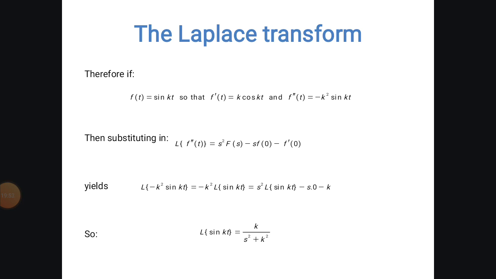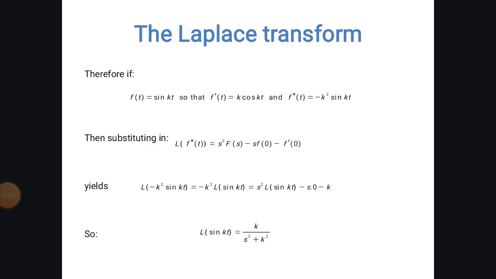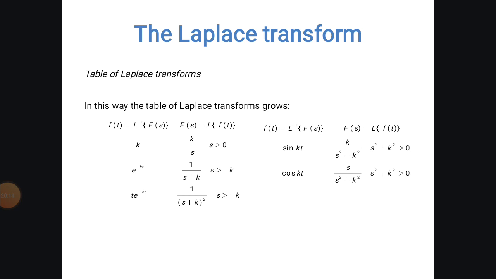Now we can directly use this formula, Laplace of sin kt is k upon s square plus k square, for further reference. Similarly, we can define it for cos also. Laplace of cos kt is s upon s square plus k square. So there is one table now.